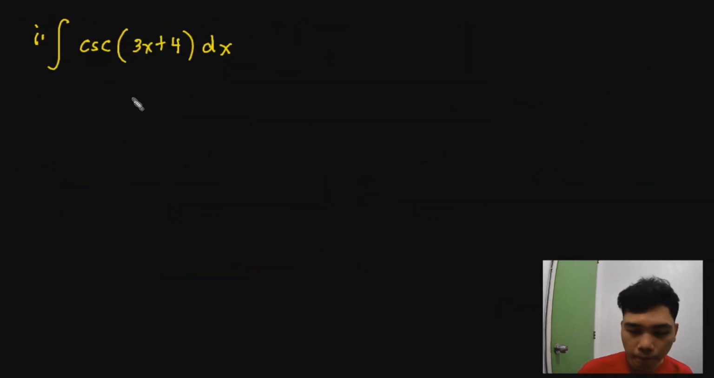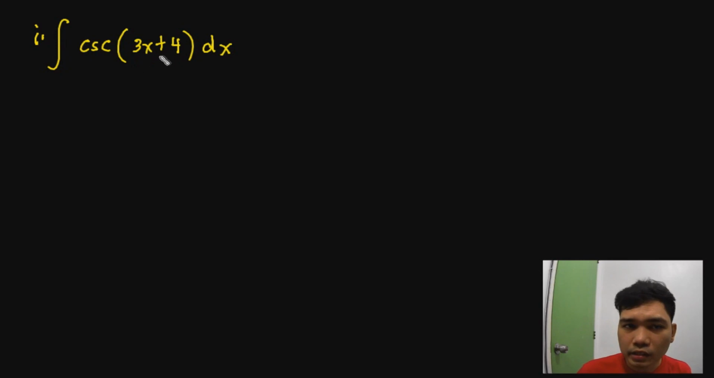Now for this problem, if you look at the rules again, at the last rule for trigonometric functions, you can see here the rule that is stated. The integral of cosecant x is actually equal to the ln of cosecant of x minus cotangent of x. So in that way, we could just apply that to our integrand here.